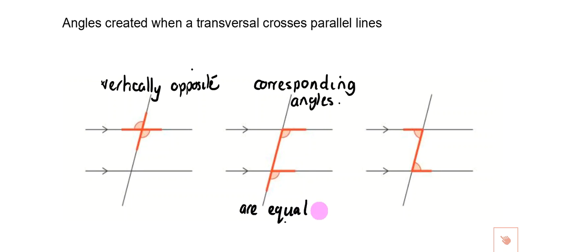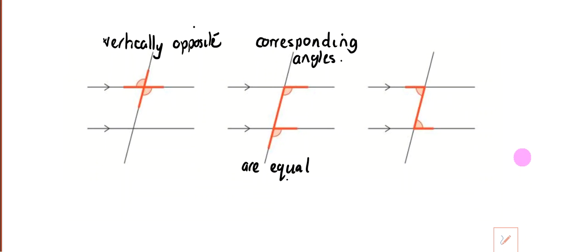Now, they do have a nickname. Anyone know what the nickname of corresponding angles is? No? Parallel angle? No, because that would just mean anything, wouldn't it? Parallel line. They are actually, you'll understand why, they are nicknamed F angles. Okay. Oh, I see. Do you see it?